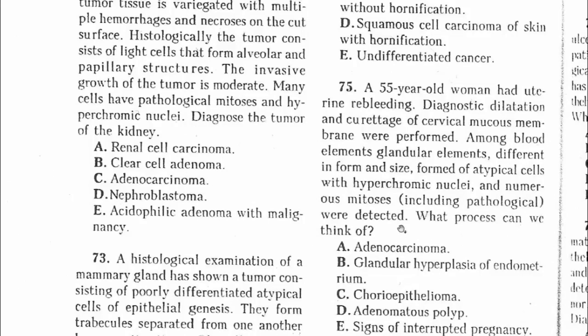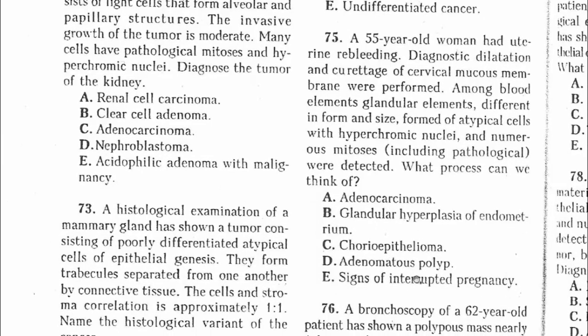75. A 55-year-old woman had uterine bleeding. Diagnostic dilatation and curettage of cervical mucous membrane were performed. Among blood elements, glandular elements differed in form and size, formed of atypical cells with hyperchromic nuclei and numerous mitoses were detected. What can we think of? Of course, this is definitely talking about what? Cancer of the uterus, and this can be called adenocarcinoma. So your answer is A.